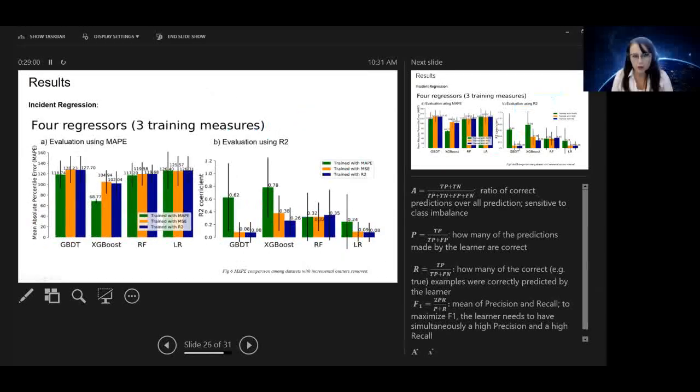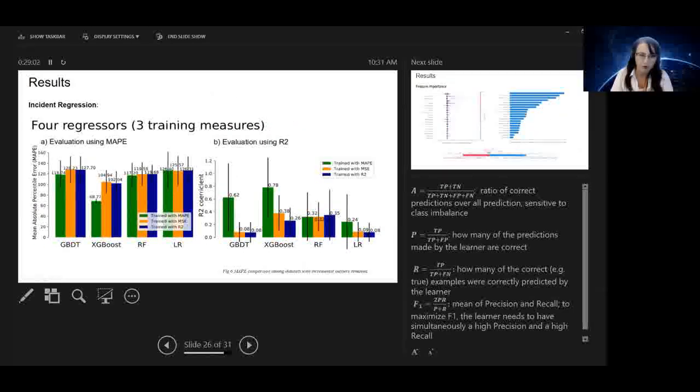So when we compared all the models, we had 4 regressors mainly that we chose. We had 3 training measures. So we trained each model with MAPE, and then we trained with MSE, and then we trained with R2 just to see which one would be the best fit. And we evaluated using MAPE, and then we evaluated using R2.